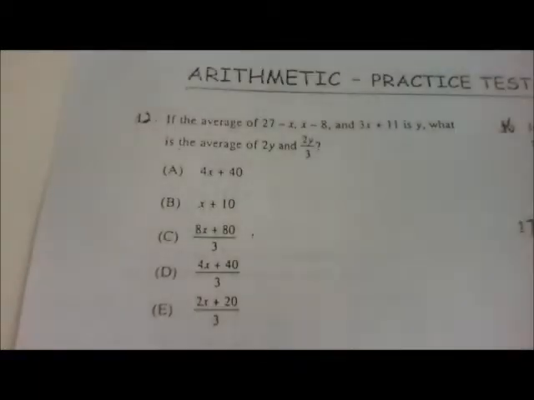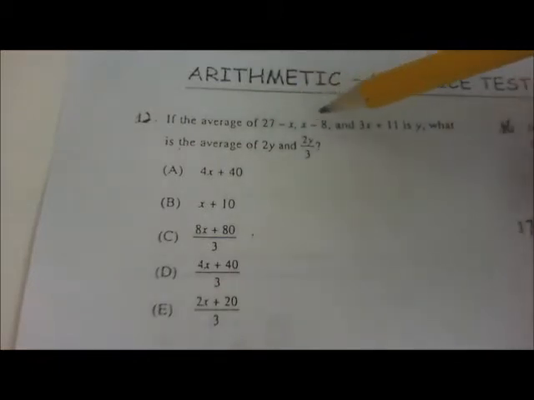Let's continue with practice 14, question 12. So they say the average of 27 minus x, x minus 8, and 3x plus 11 is y. What is the average of 2y and 2y over 3?